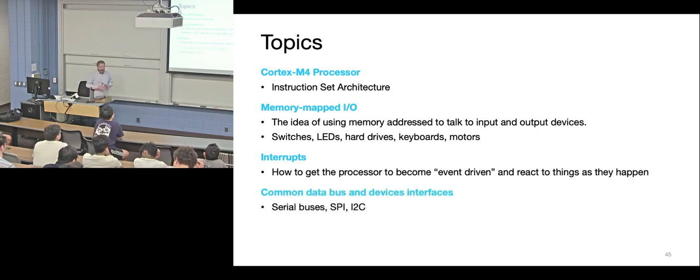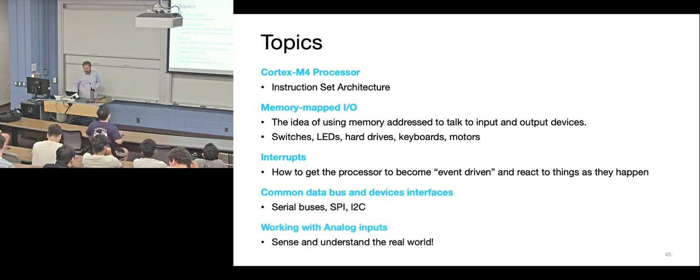We'll talk about common ways to interface with things off the microcontroller. So serial and SPI buses and I2C buses, these are all ways to communicate with other chips off device. And we'll also start dealing with analog stuff. So how can you sense and understand the world? We'll also talk about DACs, basically generating analog signals.